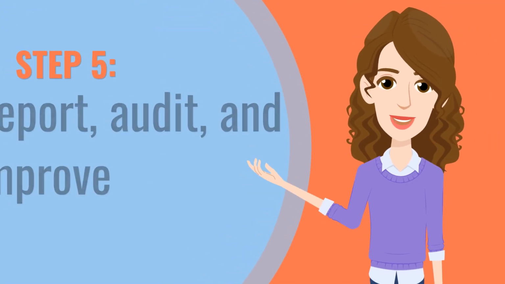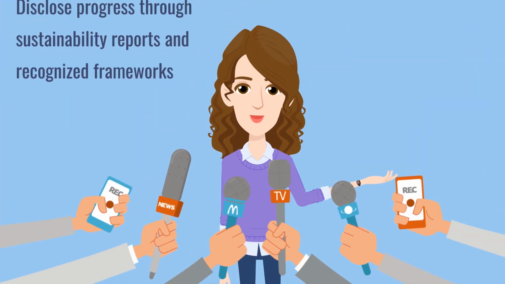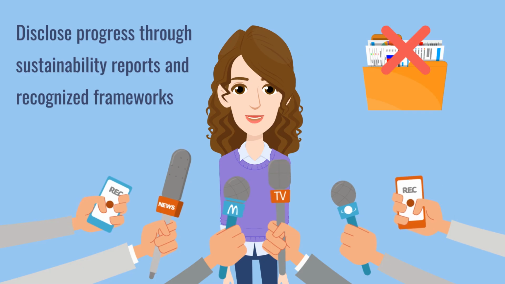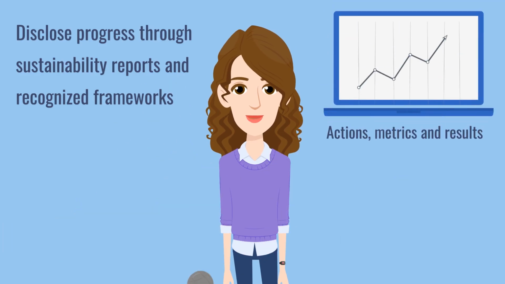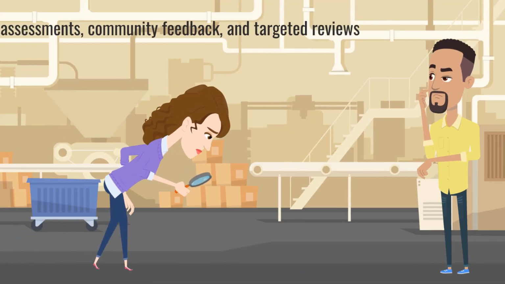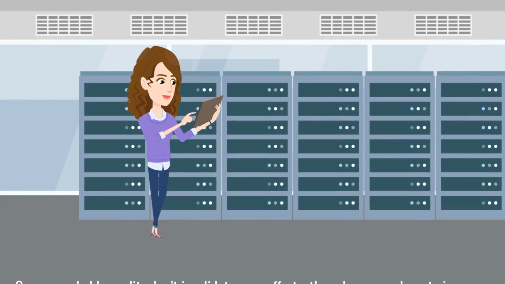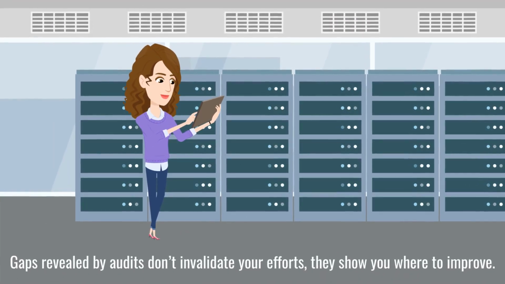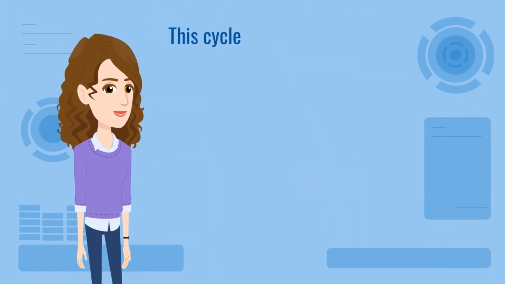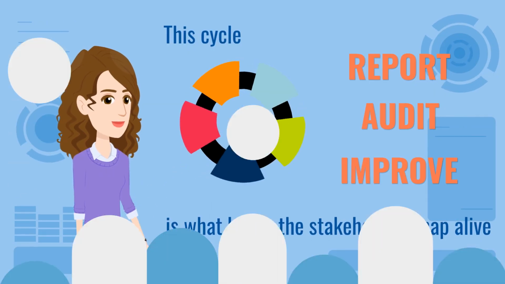Step 5. Report, audit, and improve. Visibility matters. What you commit to should be measured and disclosed through sustainability reports and recognized standards. The point isn't to add paperwork. It's to show that the voices you heard led to actions, metrics, and results. Auditing closes the loop. External assessments, community feedback, and targeted reviews test whether commitments are working on the ground. When audits surface gaps, like incomplete data or weak remediation practices, they don't invalidate the program. They show you where to improve. This cycle, report, audit, and improve, is what keeps the stakeholders' map alive.